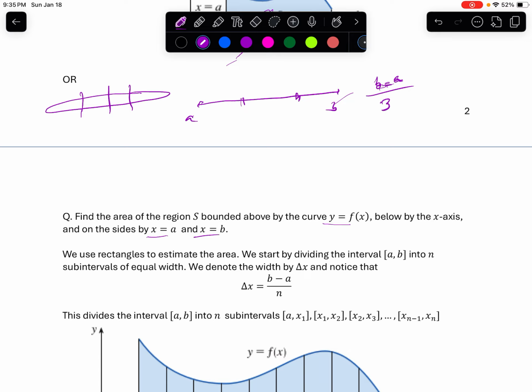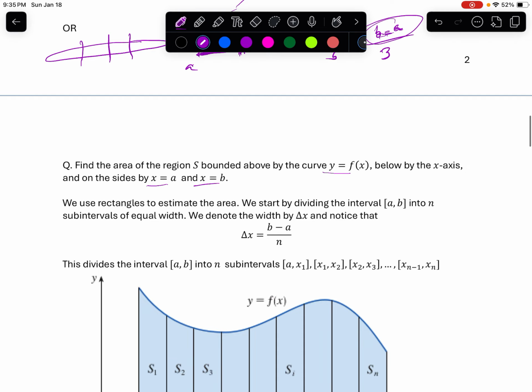What does that give me? That gives me the width of each interval. The other way around, if I know the length I want to take, I divide the total length of the interval by the length of the small intervals, and I get how many intervals I will get. And so vice versa.